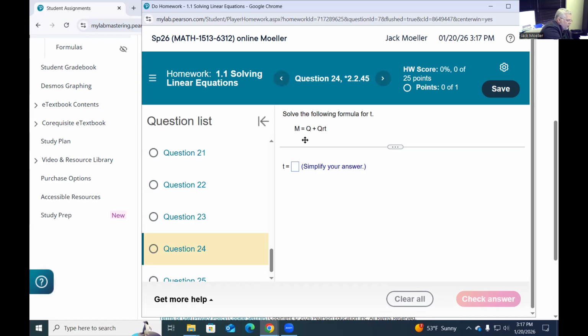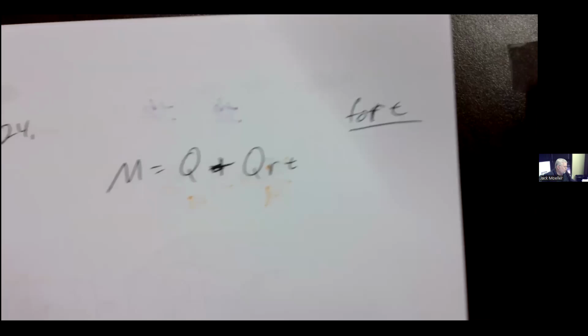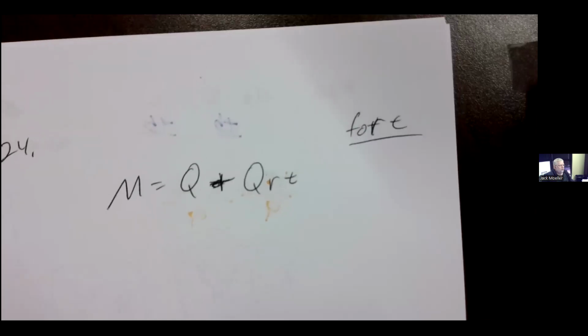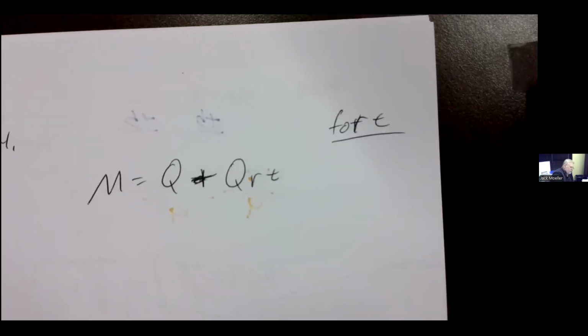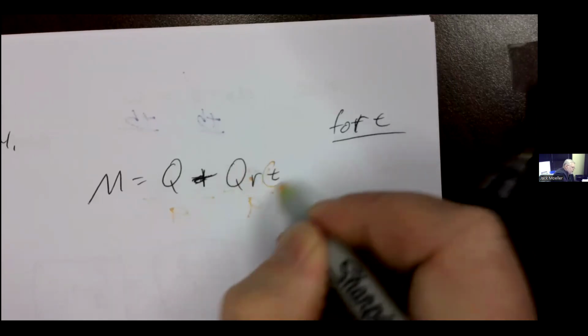Oh, by the way, MyMathLab, you have to get your capital and lowercase right. If you don't use the same case, lowercase and uppercase, you will get your answer counted wrong. We're solving for T. All right, let's do this one. So M equals Q plus QRT. We're solving for T, so we want to get T by itself.